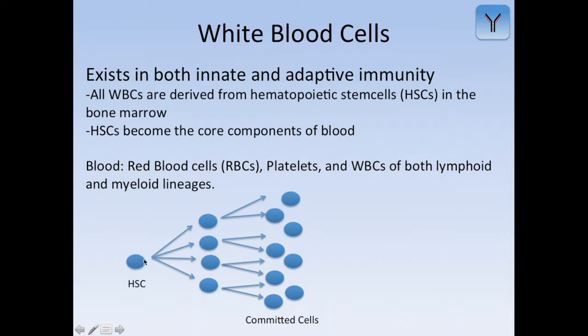What we have shown here is a hematopoietic stem cell that will proliferate and differentiate into different types of cell lines of both myeloid and lymphoid lineages. And these are essentially called committed cells when they can't turn back anymore and turn into other types of cell lines. Okay.